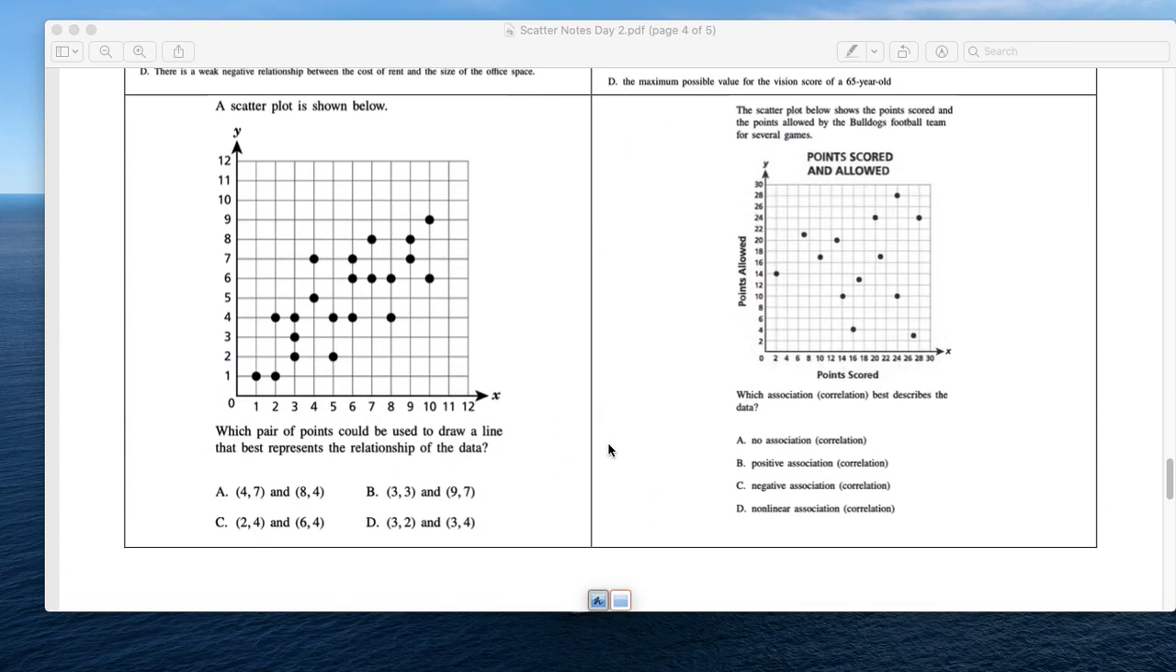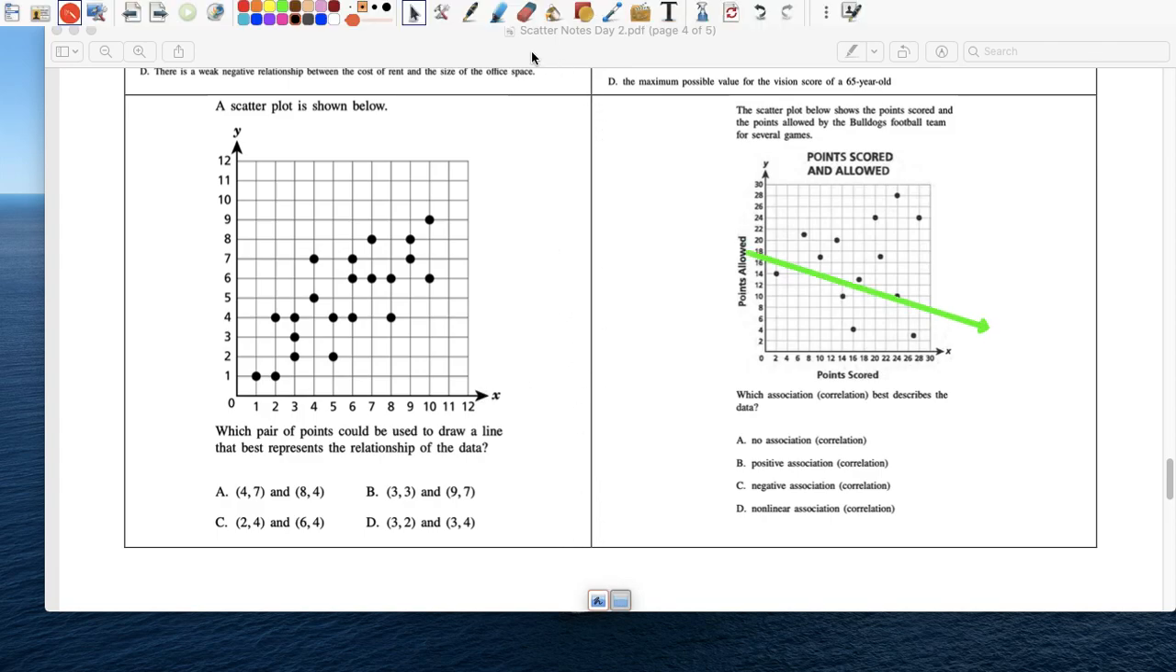Okay, 2 more. Scatter plot. Which pairs of points could be used to draw a line of best fit? Let's see what they tell us. They're saying 4 and 7, this point right here, and 8 and 4. They want to use these 2 points to draw a line of best fit. Could you use these 2 points? Absolutely not. Garbage. B, 3 and 3, so let's find 3 and 3 right here, and 9 and 7, right here.